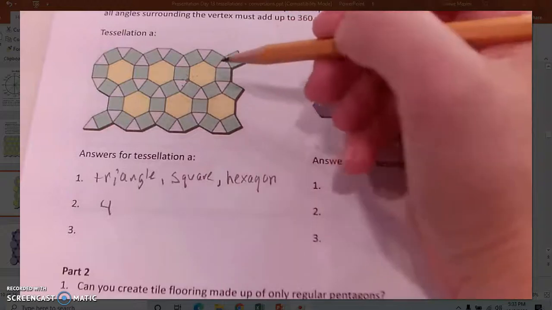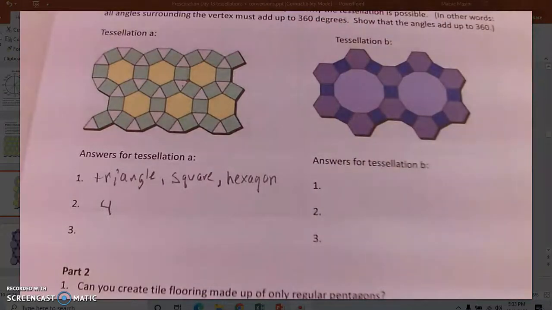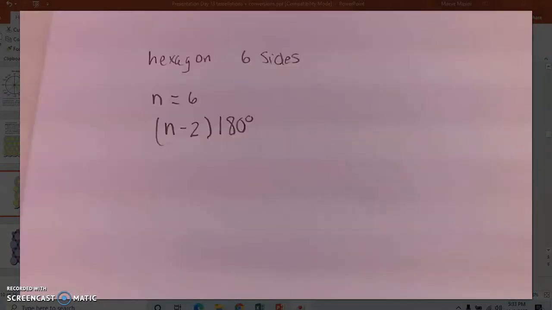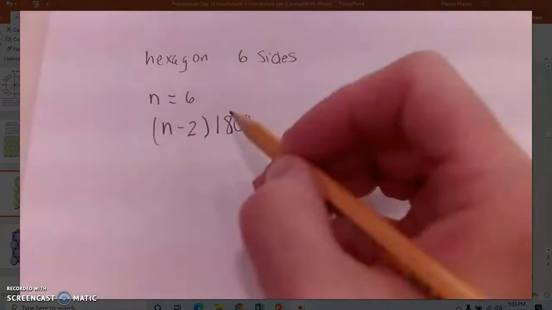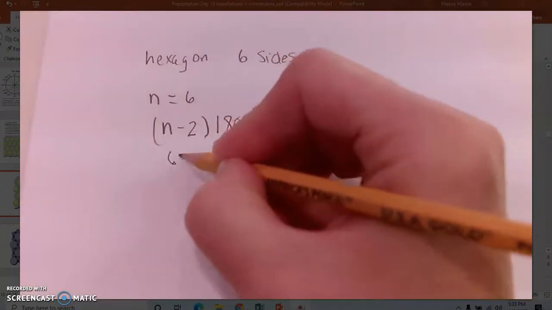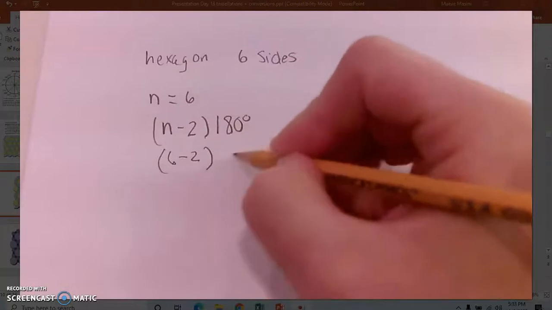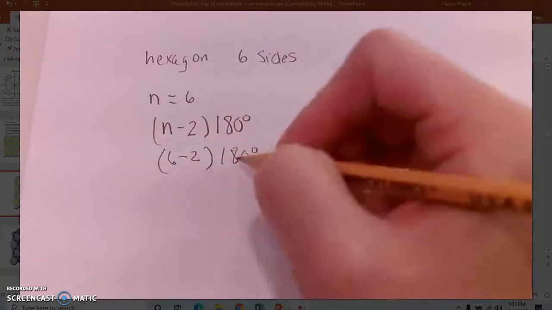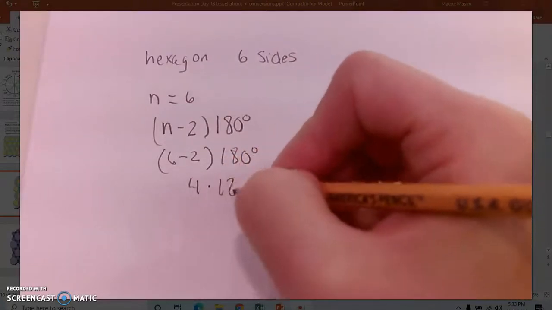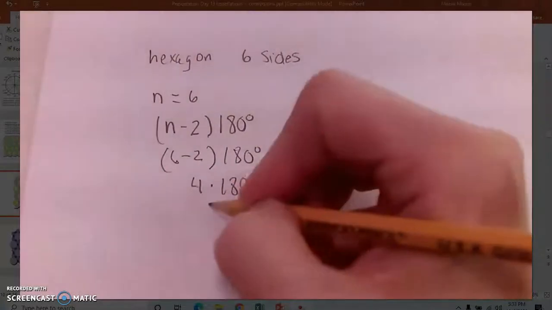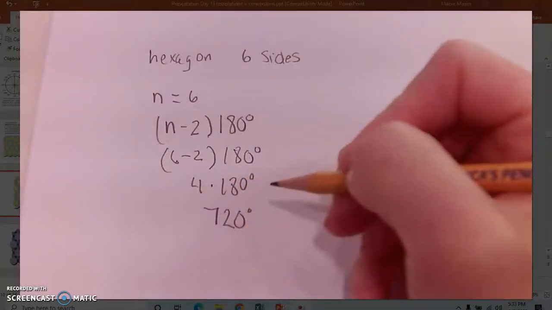But this hexagon, I need to figure that one out. So I'm going to get some space to do that. All right, for my hexagon, I have 6 sides, so n equals 6. So it's going to be 6 minus 2 times 180. That's going to be 4 times 180. You will get 720. All right.